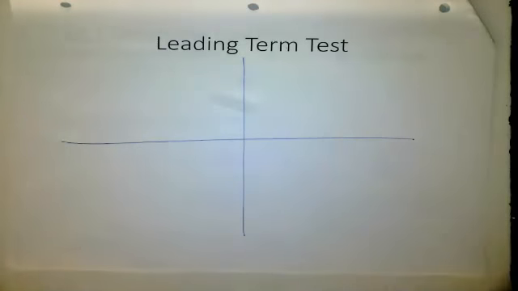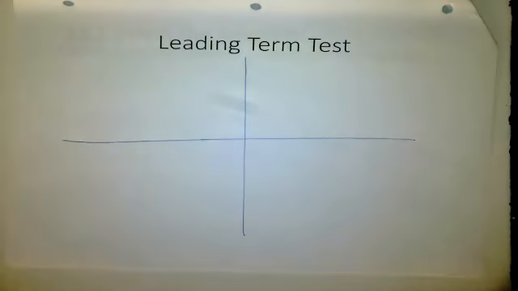The leading term test. Knowing the leading term is super duper important for our polynomials, to be able to sketch them. Our polynomials actually only have 4 different ways that they can be drawn. And by drawn, I mean the arrows. There's only 4 different ways that the arrows can go.